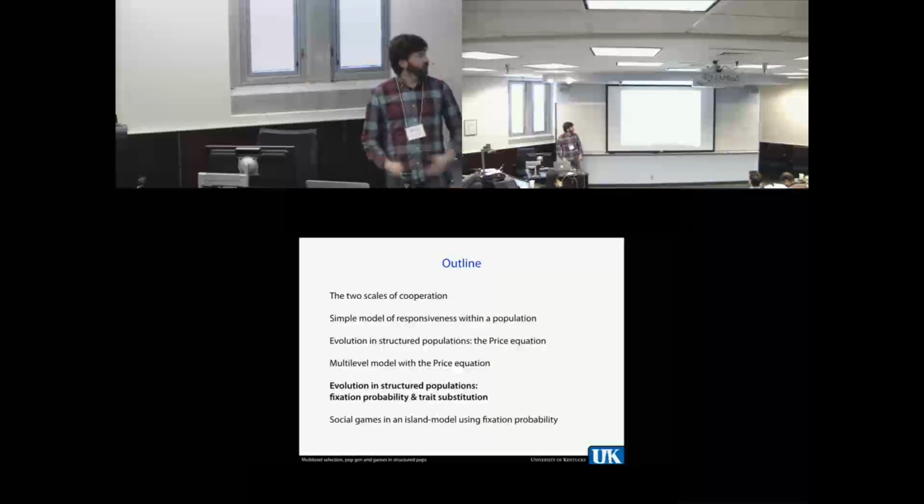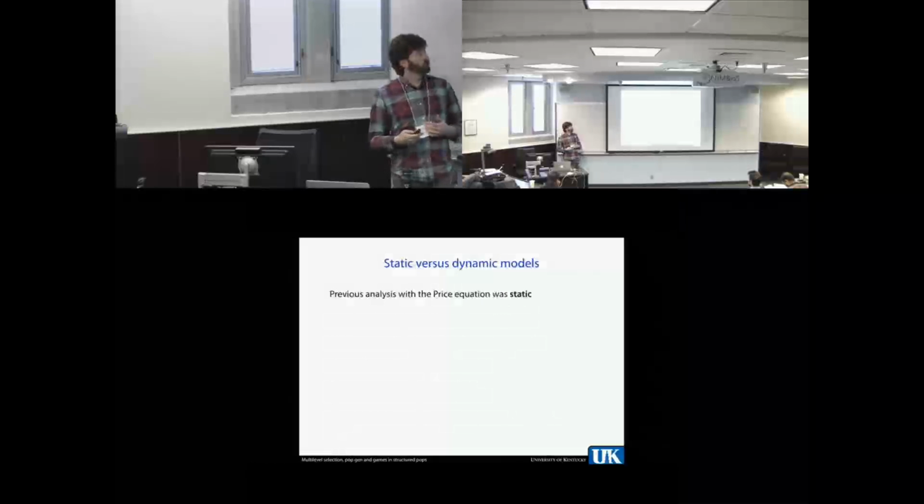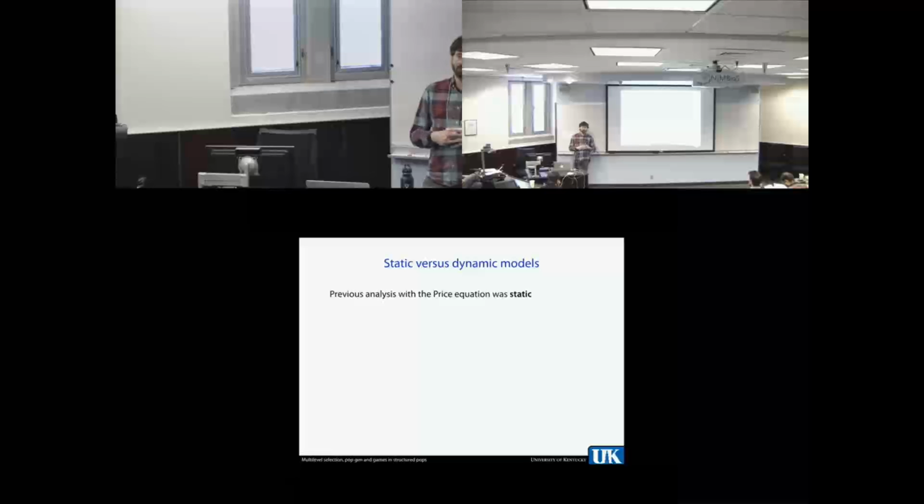Okay, so now we're talking a little bit about the same idea, but in a more detailed model that allows us to study the dynamics. So this previous analysis with the price equation was totally static. We assumed there was some distribution of these genes, or there was some allele frequency for each individual at a certain time step, and the price equation allowed us to figure out what the mean of that distribution was at the next time step, but only the mean. We didn't know anything else about how the distribution changed.